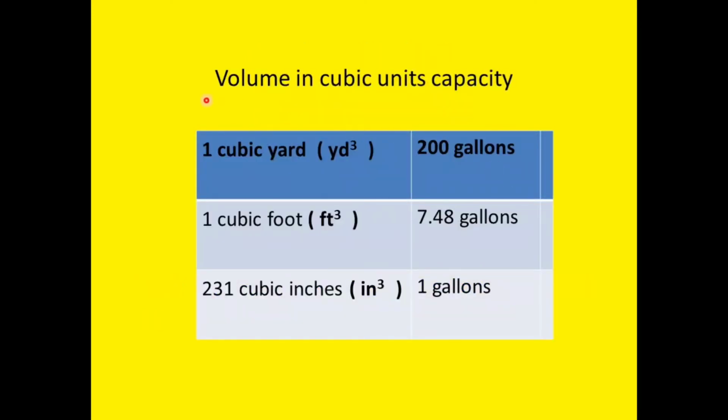Then for the volume in cubic units capacity, we have 1 cubic yard, or in symbol YD raised to 3, equivalent to 200 gallons. In 1 cubic foot, or FT raised to 3, is 7.48 gallons. Then 231 cubic inches, or IN raised to 3, that is 1 gallon, right?